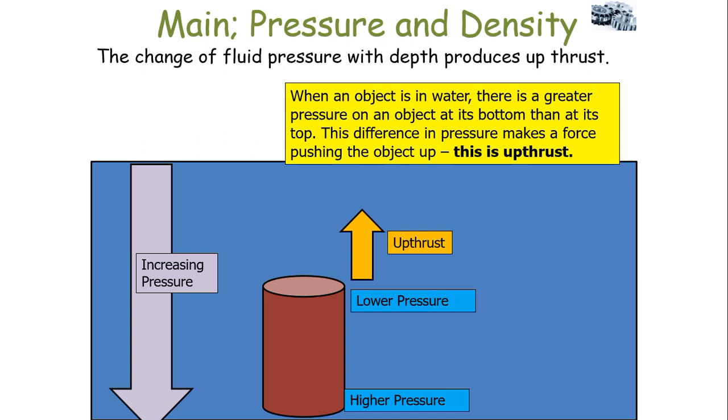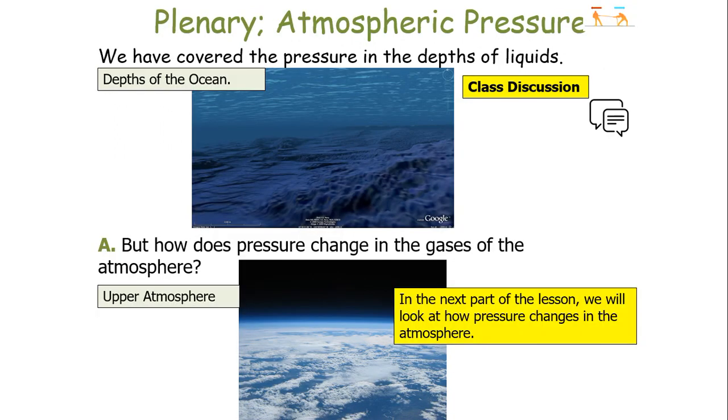So just to clarify this one more time, when an object is in water, there's a greater pressure on the object at its bottom than at its top, because there are more particles above at the bottom pushing down compared to that at the top. So there's a difference in pressure. The one thing a difference in pressure produces is a resultant force. So we've got a resultant force acting upwards, which we call upthrust. So that's a very important idea.